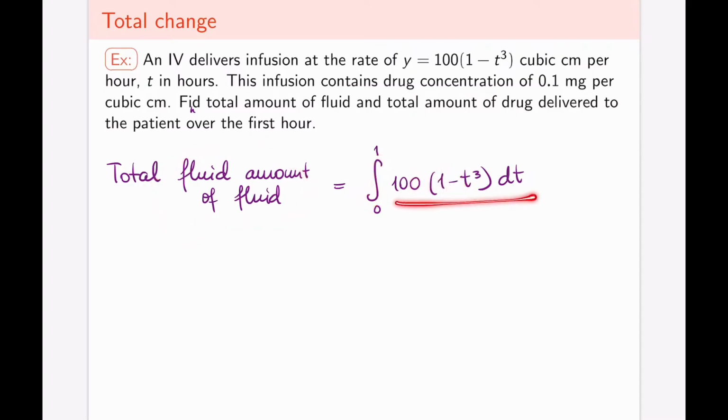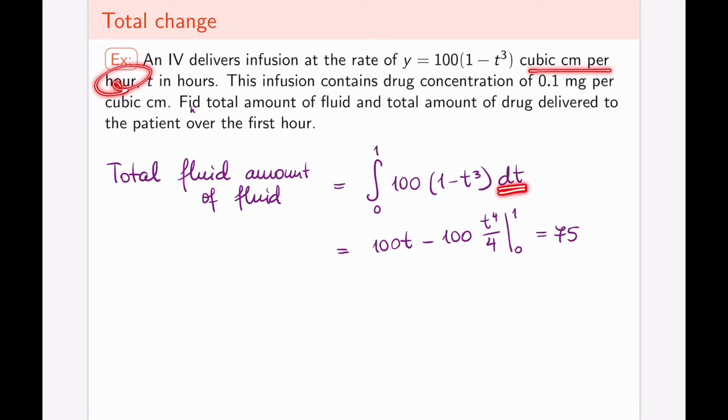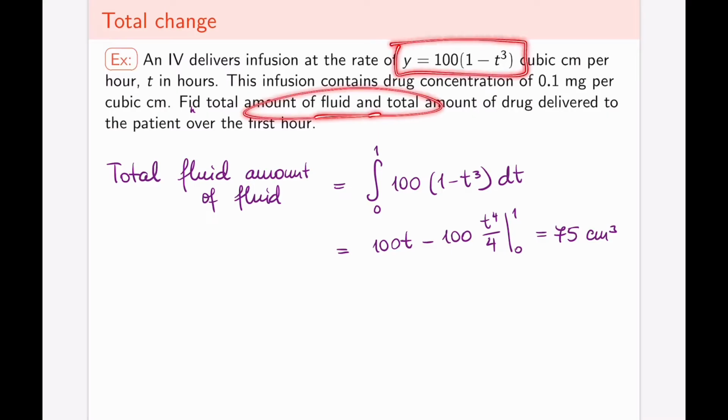Now, once I have that, the rest of it is simple calculations of antiderivatives. So I'm going to have 100t minus 100t to the fourth over 4 computed between 0 and 1, and this will come out to be 75. My rate was in cubic centimeters per hour, but I've multiplied by the number of hours throughout the process, so this will be in cubic centimeters. Now, this is the amount of fluid as instructed to calculate through the rate of change of fluid.